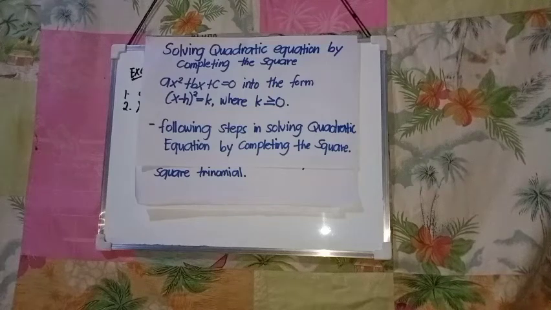So our topic for today is all about solving quadratic equations by completing the square. ax squared plus bx plus c is equal to 0 can be put into the form of the quantity x minus h to the power of 2 is equal to k, where k is a constant and k should be greater than or equal to 0. In solving a quadratic equation by completing the square, we need to follow steps.